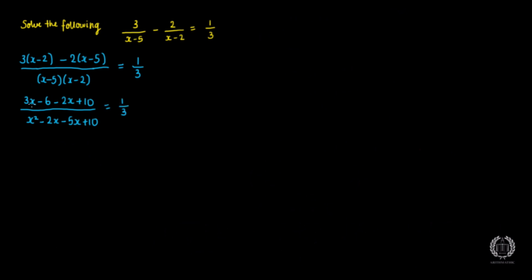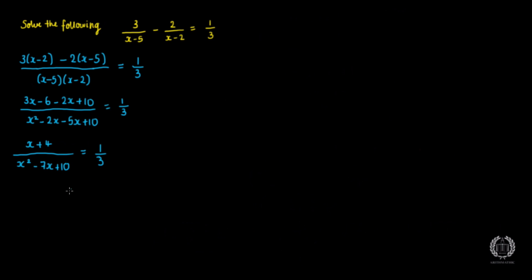Now we're going to simplify this. 3x minus 2x is x, and then minus 6 plus 10 is plus 4 over, now x squared, we're going to simplify the bottom one as well. There's only one x squared. Okay, and then we're going to do minus 2x minus 5x, which is going to be minus 7x, and then plus 10 equals 1 over 3. Now what you can see here is we've simplified this, right? So we have x plus 4 here, and then this quadratic here, and then we have 1/3.